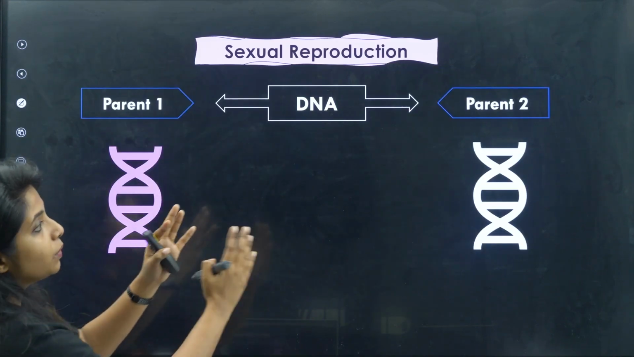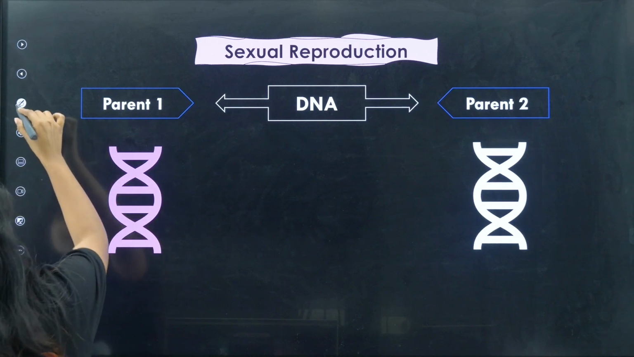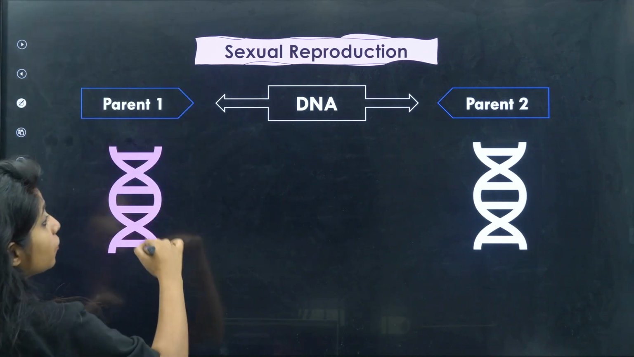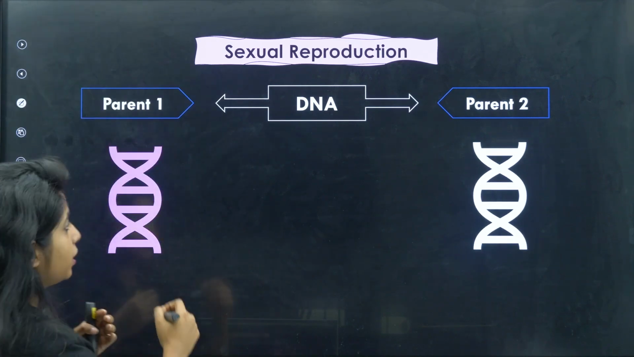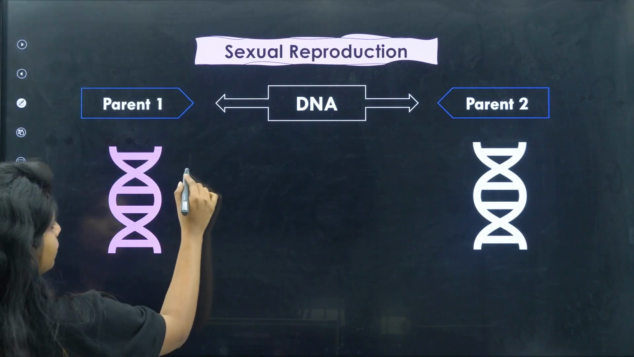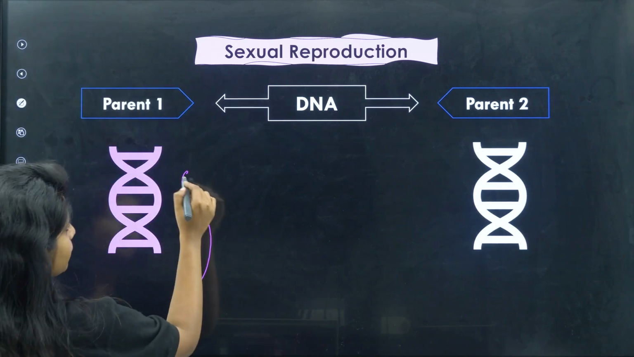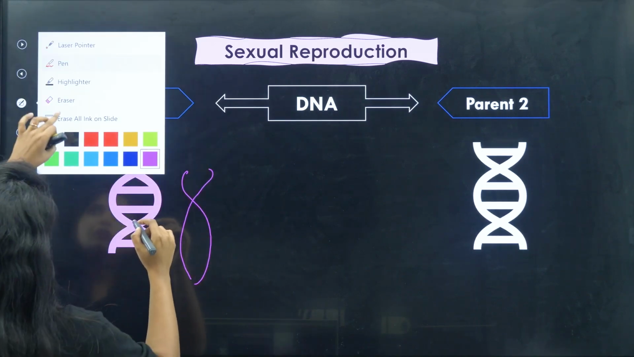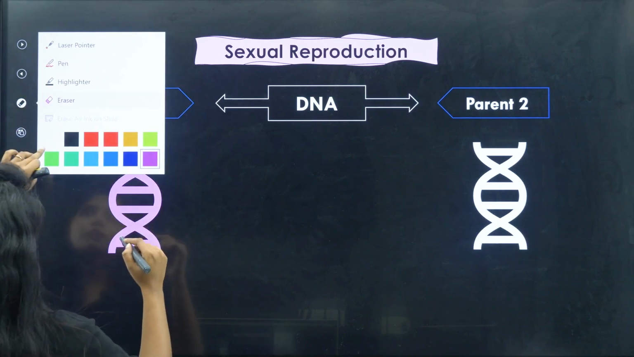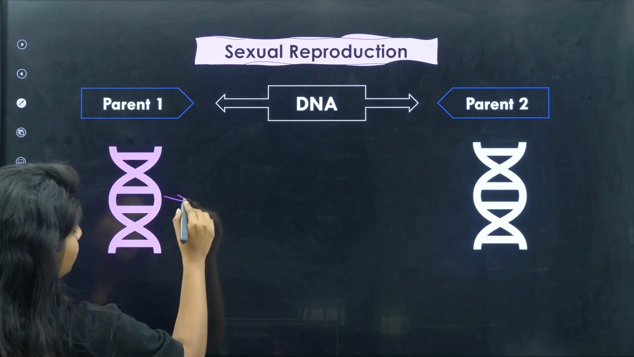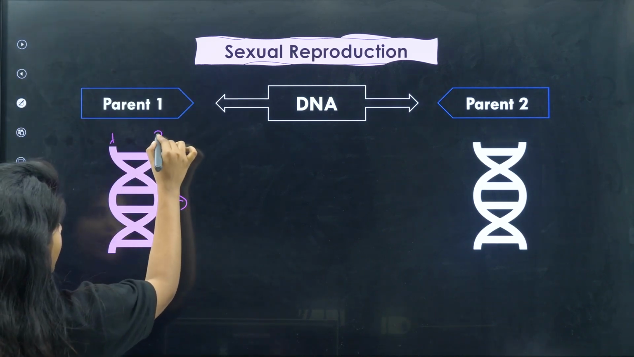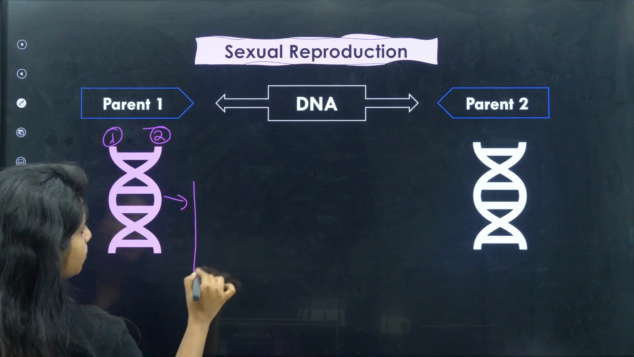So basically this is parent 1 and this is parent 2. As I said, parents do not give their DNA, instead they make a copy of it. So over here, this particular DNA, if it's like this, just a second. First thing that happens is, it opens up these two strands, 1 and 2, they open up, it becomes like this.